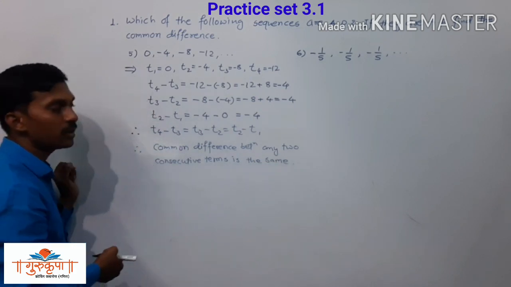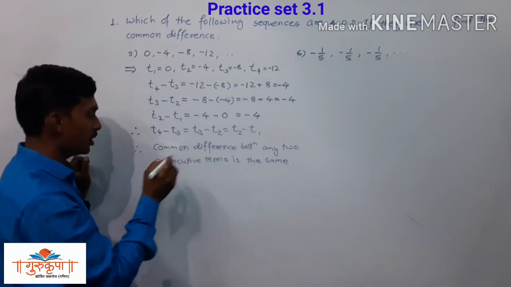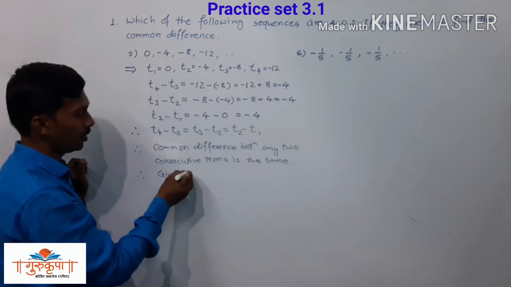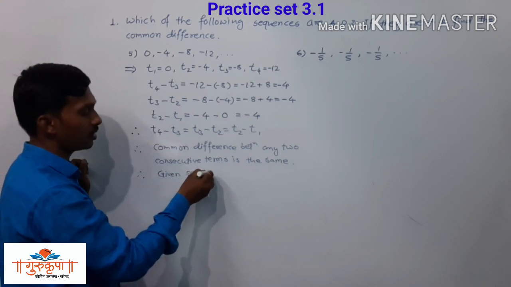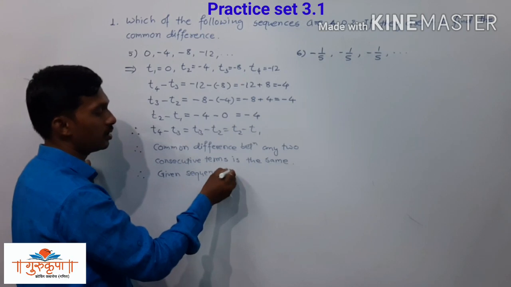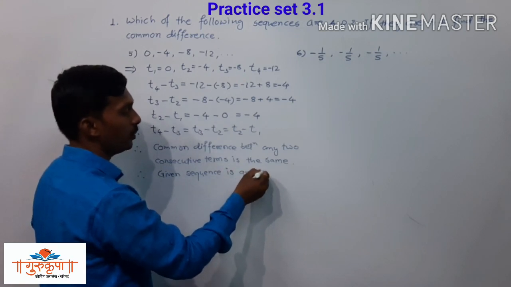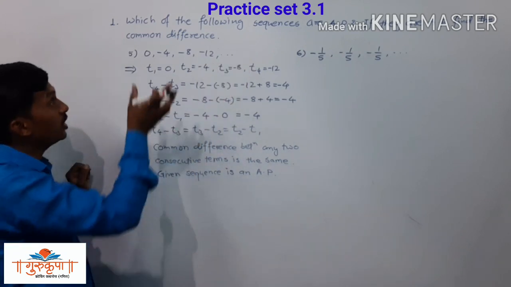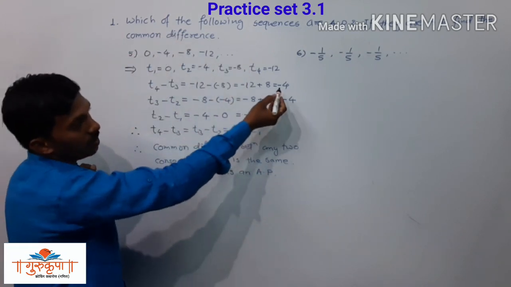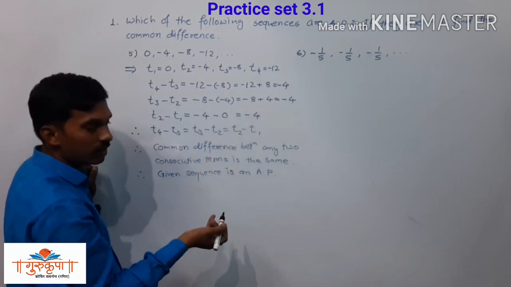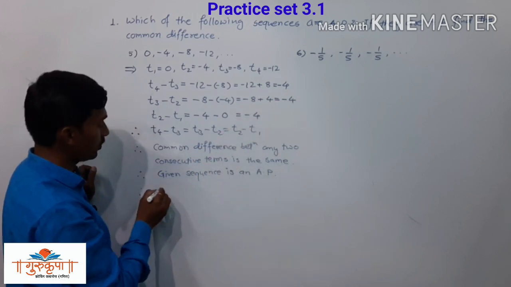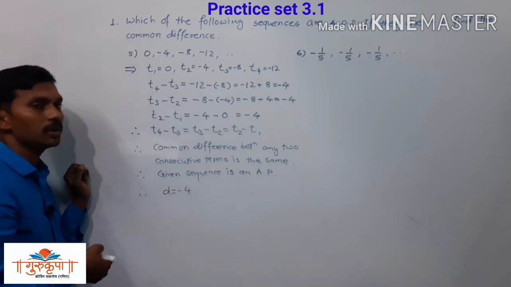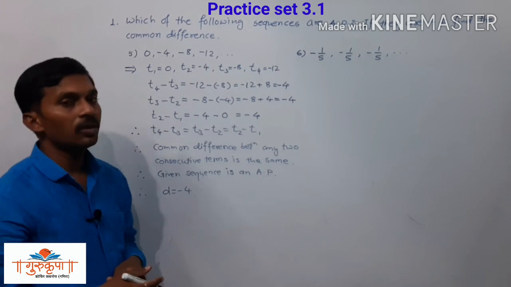Common difference between any two consecutive terms is the same. Therefore the given sequence is an AP, that is arithmetic progression. And if the given sequence is an AP, we have to write the common difference, and the common difference is -4. So here we can write d is equal to -4. So this is all about example number 5.